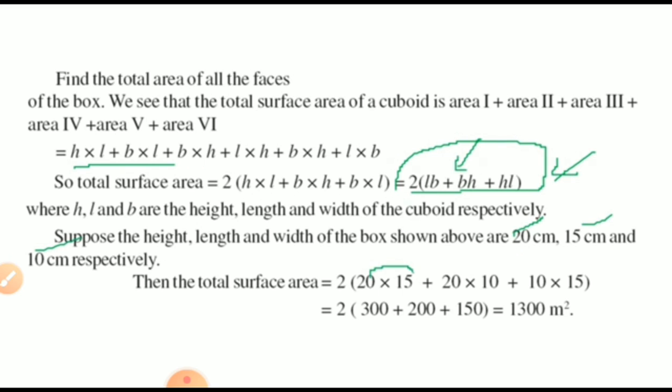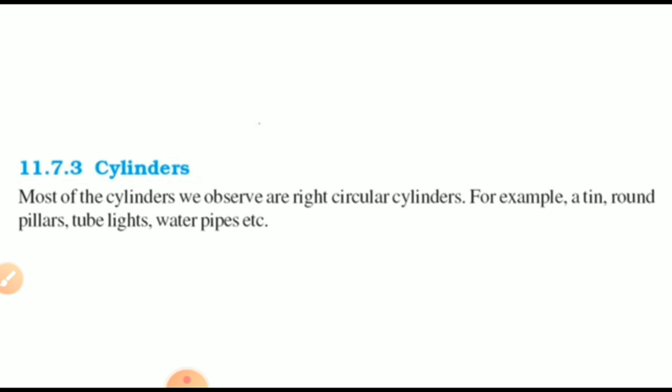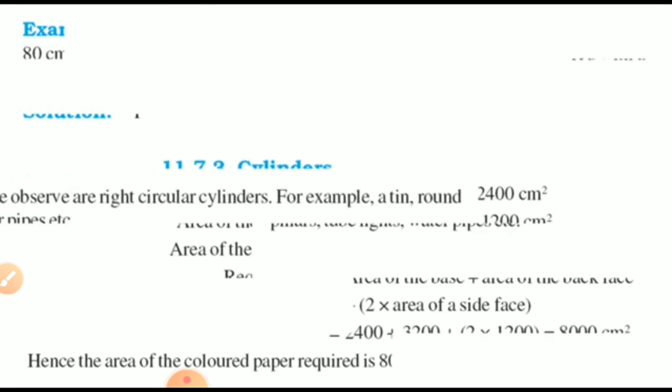Will you find out the area of this one? Surface area of this? Yes, my dear students, so simple. 20 into 15, that means you can find it out. Cylinders. 11.7.3. Most of the cylinders we observe are right circular cylinders, for example round pillars, tube lights, water pipes, etc.